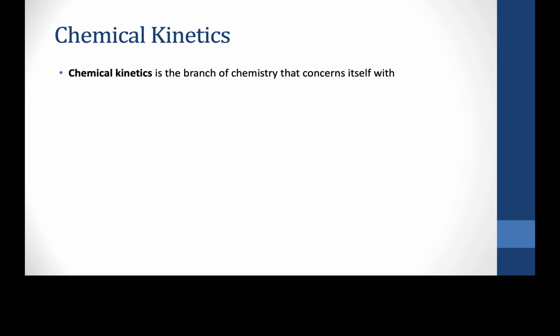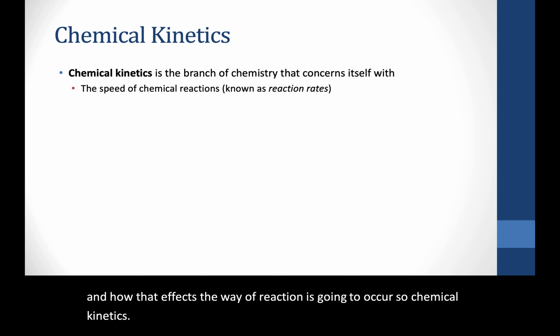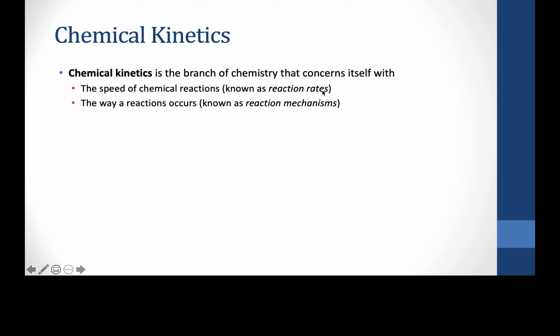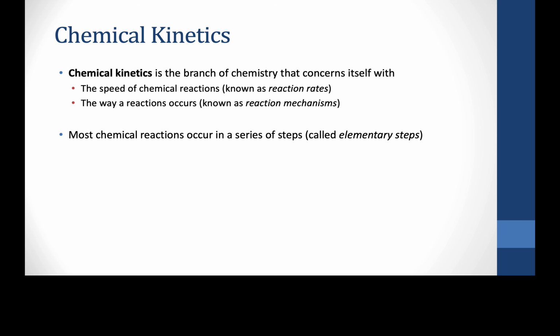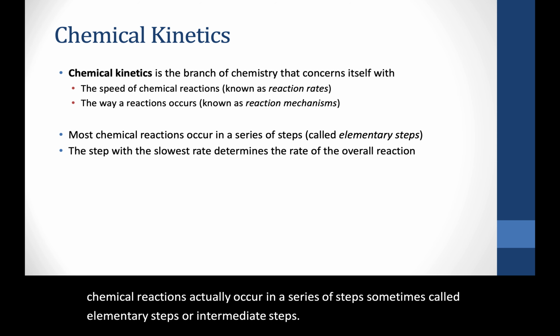So chemical kinetics is the branch of chemistry that concerns itself with the speed of chemical reactions, known as reaction rates, as well as the way a reaction occurs, which is called the reaction mechanism. I'm going to talk a little bit about the reaction mechanisms right now, but we're going to focus mostly on the reaction rates. So in terms of mechanisms, most chemical reactions actually occur in a series of steps. They're sometimes called elementary steps or intermediate steps. And why is that important? Well, not all the steps happen at the same rate. And so the slowest step is going to determine the rate of the overall reaction. And we call that the rate limiting step.